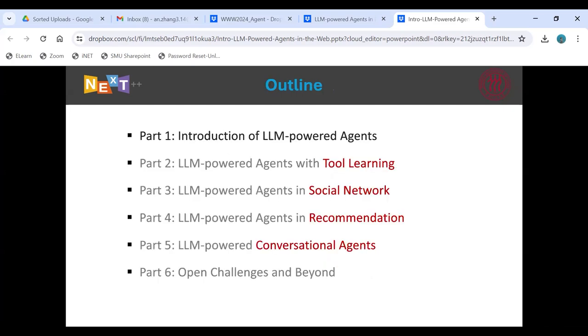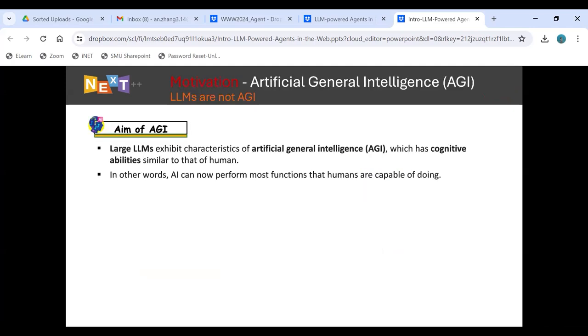So this is an outline. I'll give a quick introduction. And then my colleagues will go through various aspects of the LLM-powered agent: tool learning, its use for social network analysis, recommendation, as well as conversational agents. And then, of course, we close with open challenges and beyond.